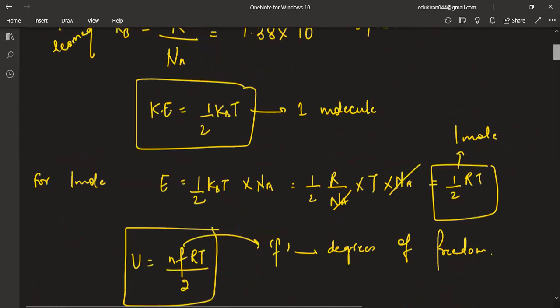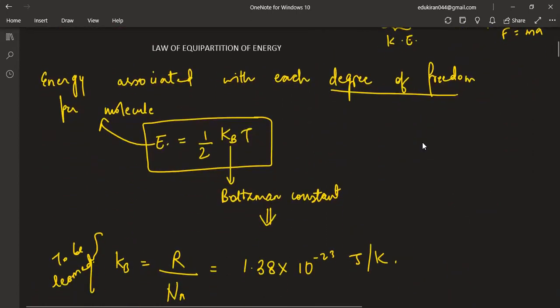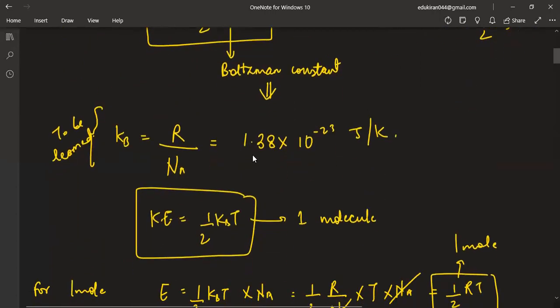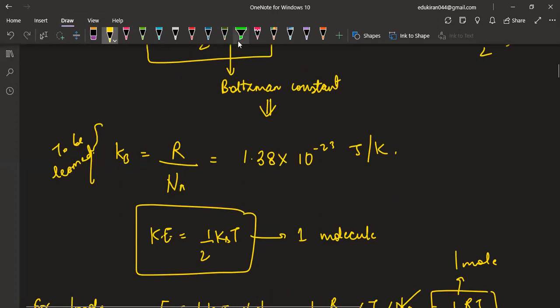Just remember kinetic energy's formula, one more formula, if Boltzmann constant is given to you, is half kBT. Fine. Now, the Boltzmann constant value you have to remember. It is 1.38 into 10 to the power minus 23 joules per Kelvin. This value you have to remember, class, the value of Boltzmann constant.